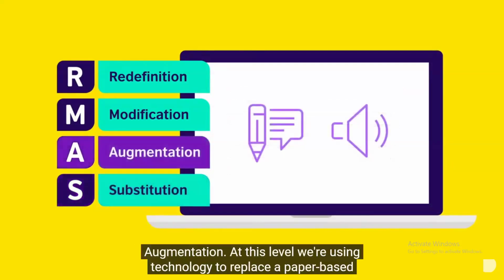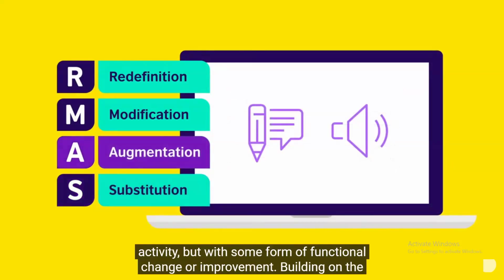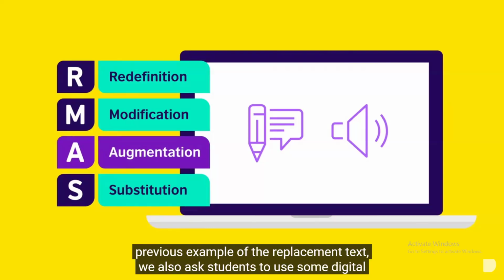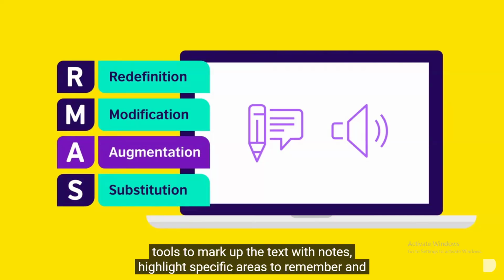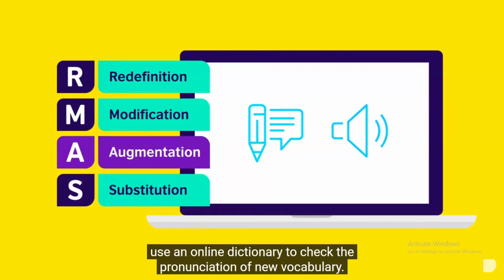Augmentation. At this level, we're using technology to replace a paper-based activity, but with some form of functional change or improvement. Building on the previous example of the replacement text, we also ask students to use some digital tools to mark up the text with notes, highlight specific areas to remember, and use an online dictionary to check the pronunciation of new vocabulary.